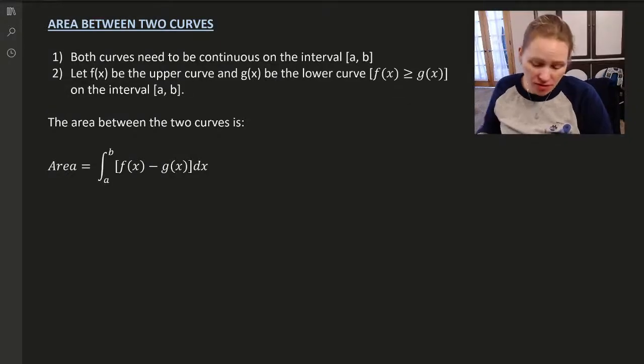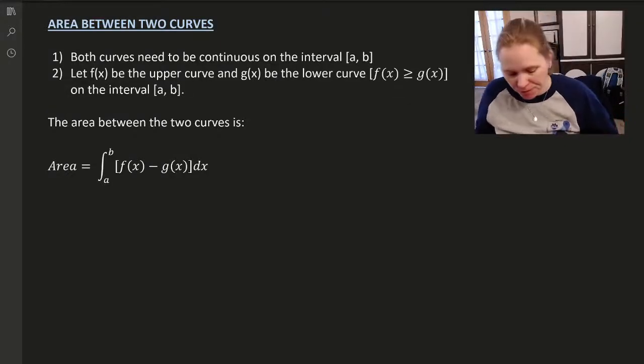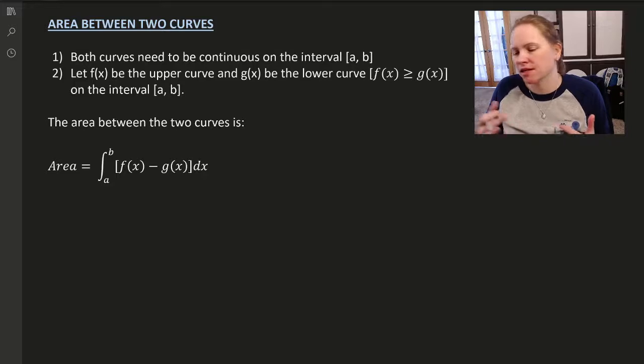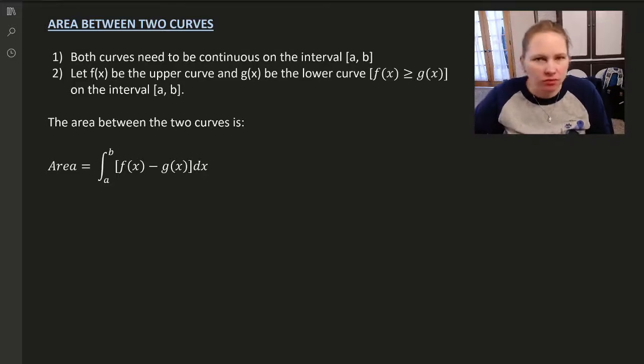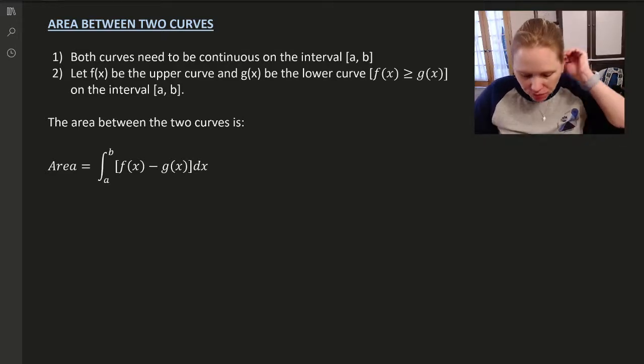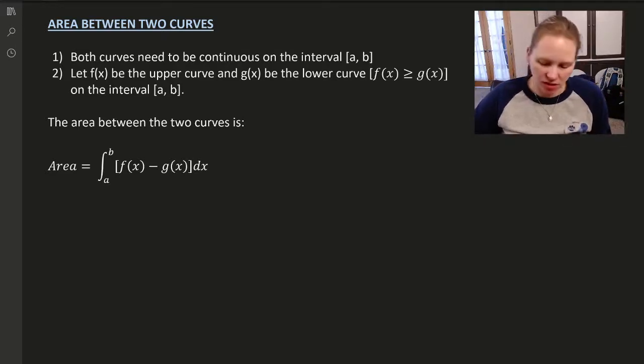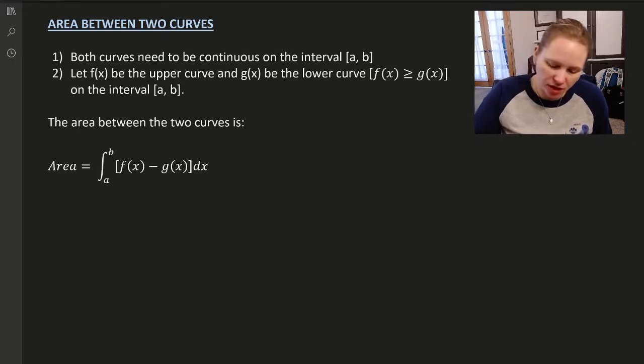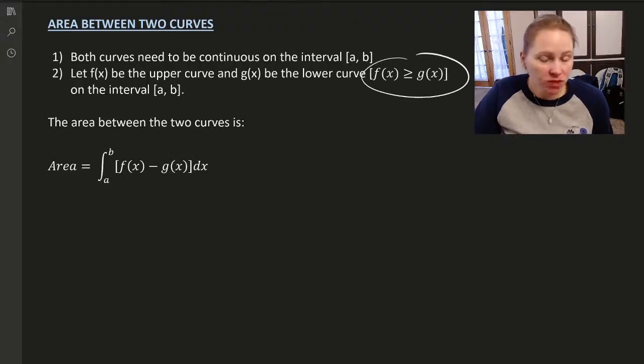So basically, this is what we've come up with. To find the area between two curves, first of all, both curves do need to be continuous. If they're not continuous, then we struggle a little bit. We might have to treat it a little differently. But provided that they're continuous on the closed interval, if f of x is the upper curve and g of x is the lower curve, then we write it like this. We say f of x is greater than g of x.